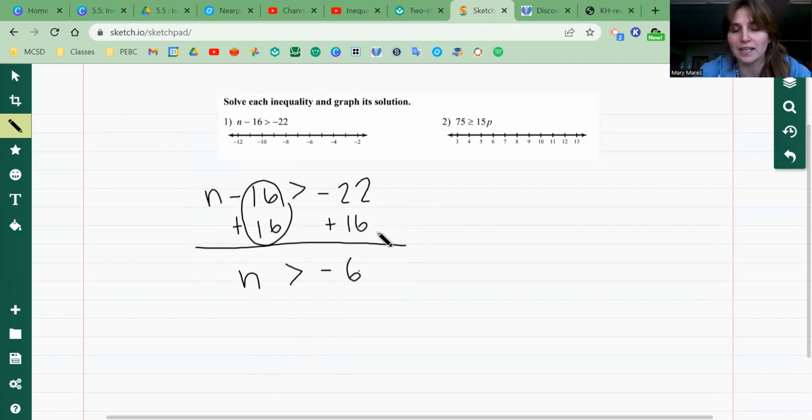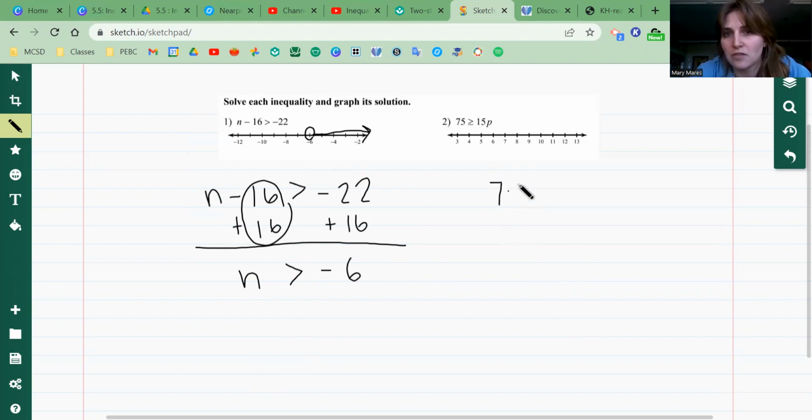So I go and I find negative 6 on my graph. Since it's greater than, not greater than or equal to, just greater than, that means that I don't include negative 6. I use an open circle. And n is greater than negative 6, so my arrow is going to go to the right because that shows the values that are greater than negative 6. And let's try this one.